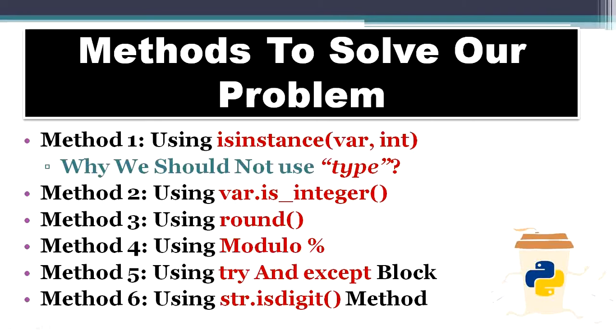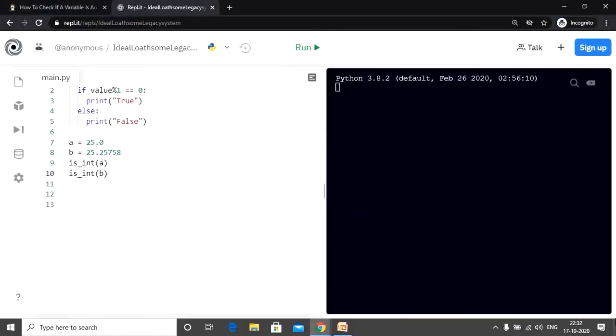Instead of checking if the variable is an integer or not, we initially consider that it is indeed an integer. And if it is not, then we catch the exception. Now this might sound a little confusing, so let's have a look at that in the program.